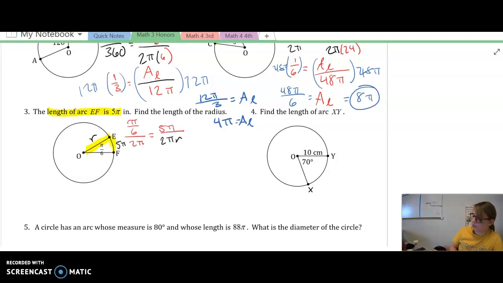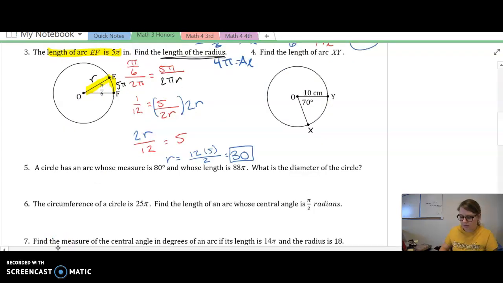Alright, so if you set up your fraction, this is what your fraction is supposed to look like. If you notice in this problem, instead of solving for the arc, we're solving for the radius. So the radius is our unknown. From here, I want you to find the radius. Pause the video here and solve for your radius.